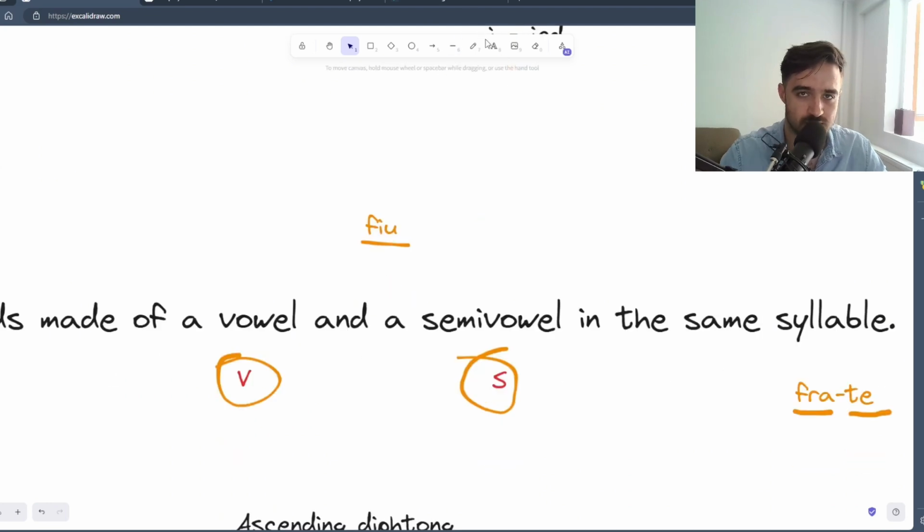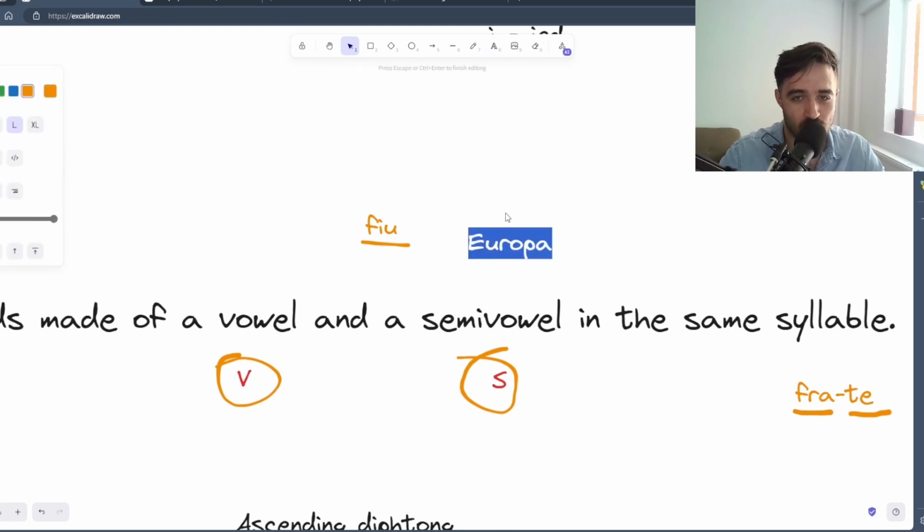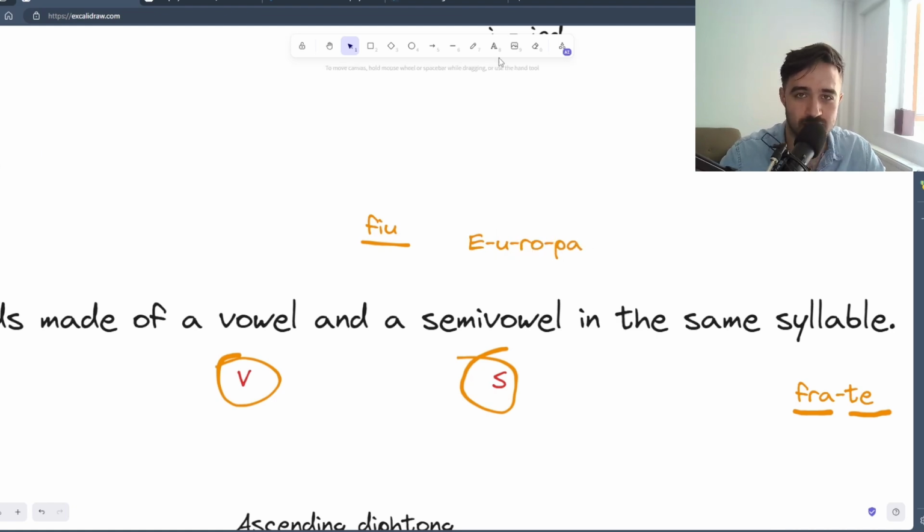For instance, a hiatus can be Europa. Here you don't say Europa with a single sound, that sound doesn't really exist in Romanian. It would be E-u-ro-pa, and the hiatus basically is this, where they are pronounced in different syllables.